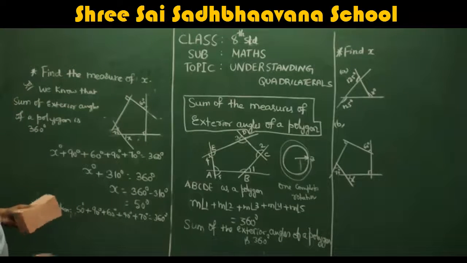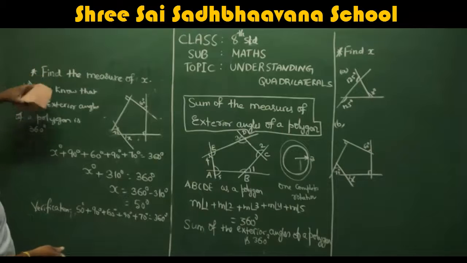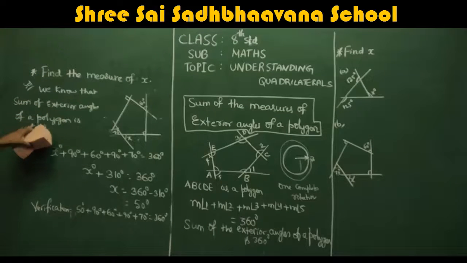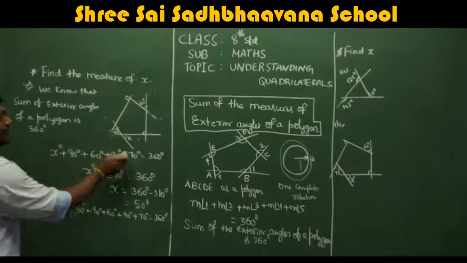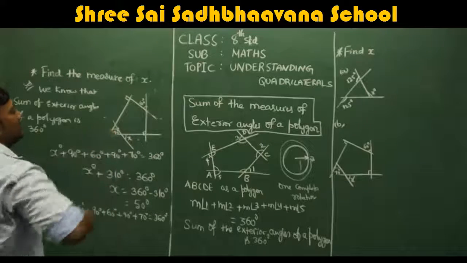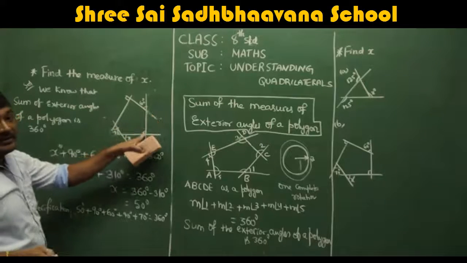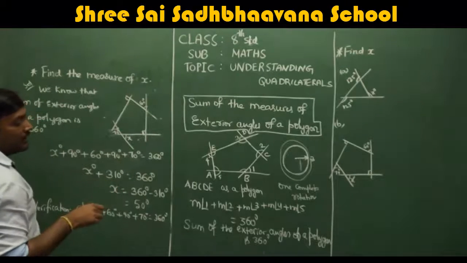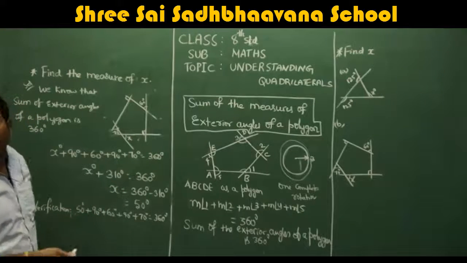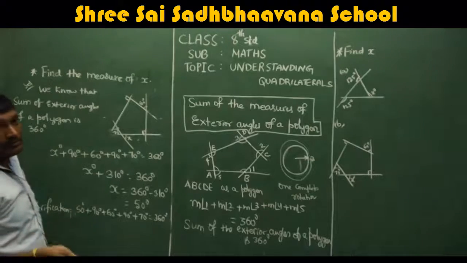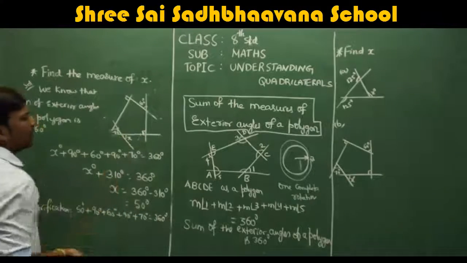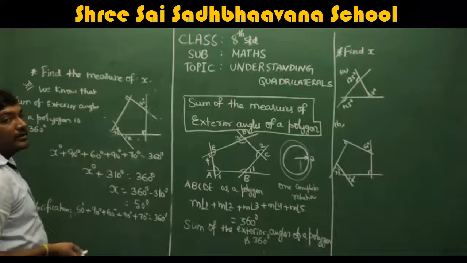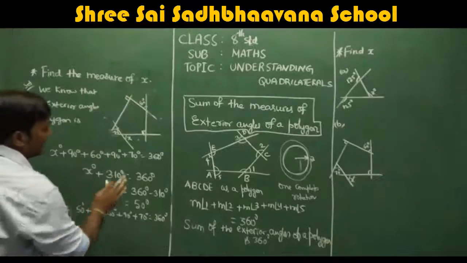Okay, I'll just explain once again. First you have to write, we know that the sum of the exterior angles of a polygon is 360 degrees. So write it. And what are the exterior angles here? x, and this is 90. Whenever they put a symbol like that, it is 90 degrees. You have to understand, sometimes they will give values, sometimes they will not give. If they don't give, you have to understand it is 90 degrees because there is a right angle symbol over there.